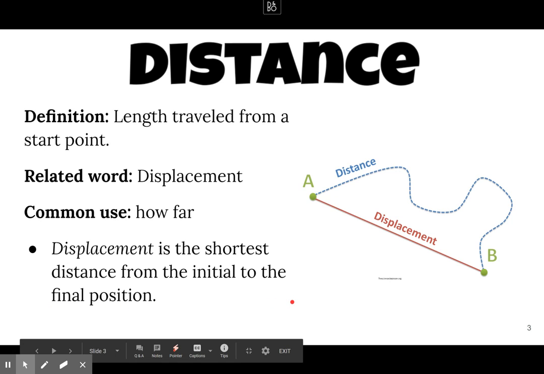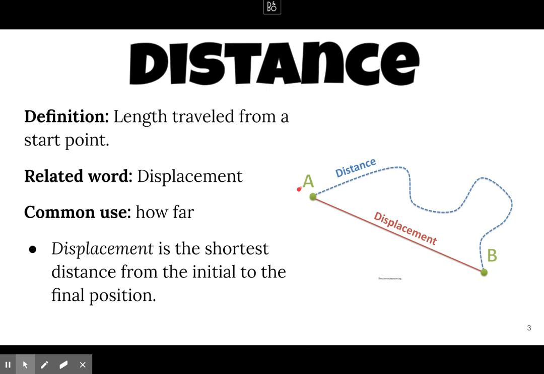So if we look over to the right here, we can see point A, position A, and position B. And so if we look at this dashed line here, we can see that the person traveled all the way around here. This is their distance. That's their length traveled from the starting point, so from A to B. The displacement is that shortest distance from the initial to the final position.